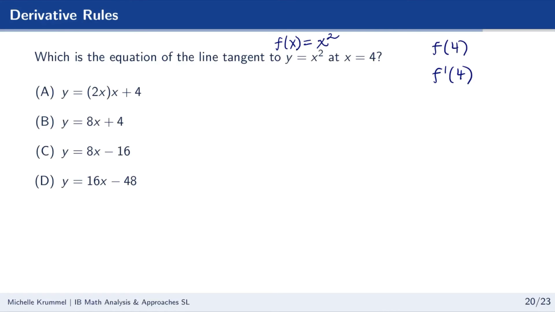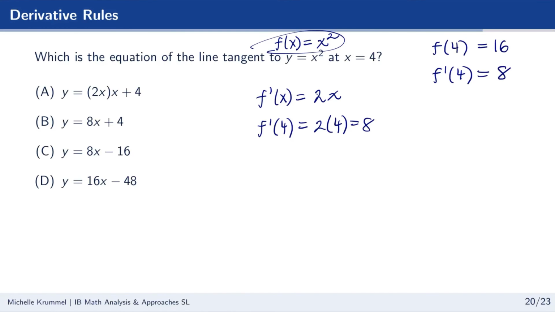So to find f of 4, I just substitute 4 into f of x. F of 4 equals 4 squared, or 16. To find f prime of 4, I first have to take the derivative of f of x. So f prime of x, the derivative of x squared, is 2x. So now f prime of 4 is 2 times 4, or 8. So f prime of 4 is 8.